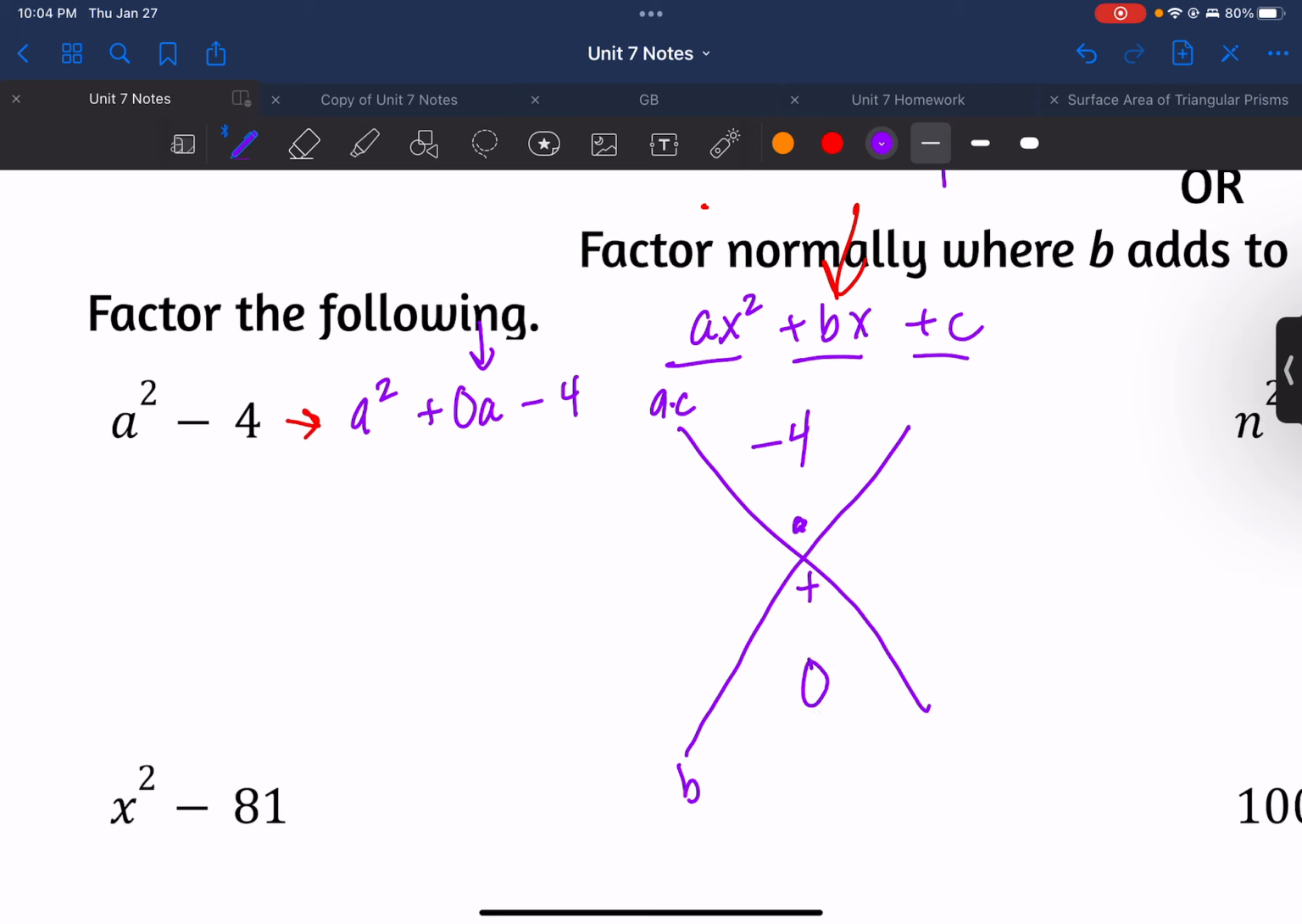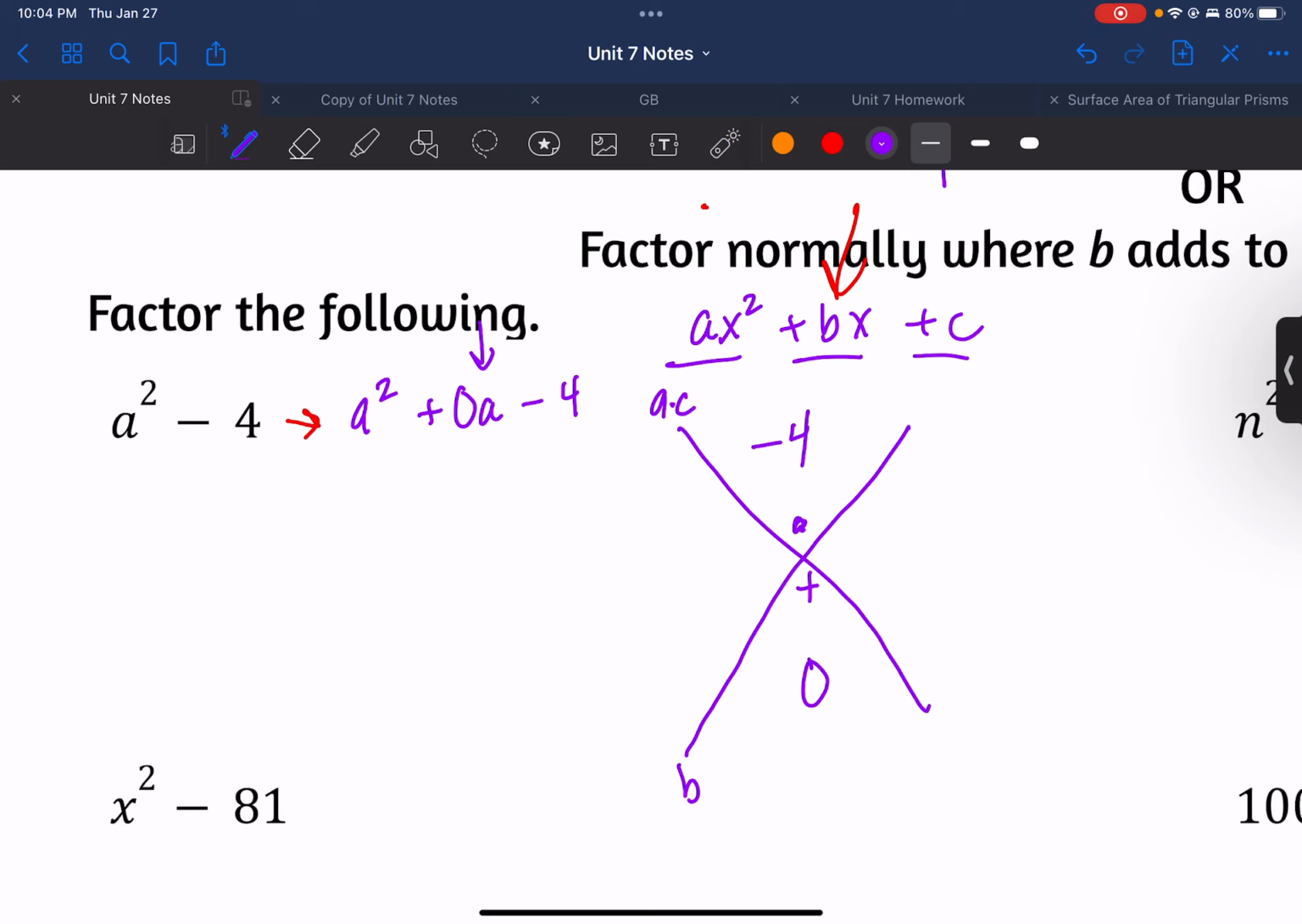And remember, you ask yourself what numbers multiply to give me negative 4, and then add up to give me 0. Now, let me say this. Because these are a special case, these two numbers right here will always be the same number, just opposite signs.